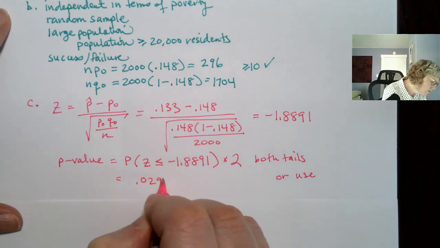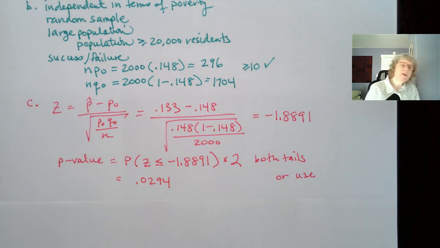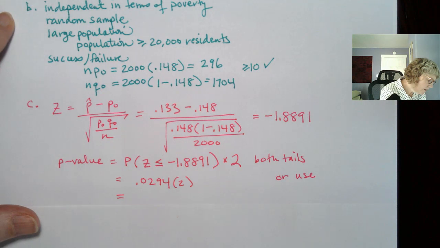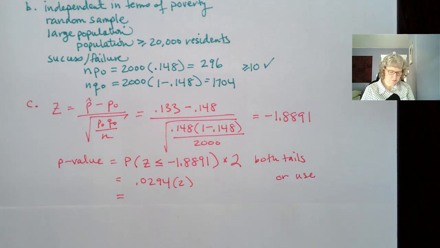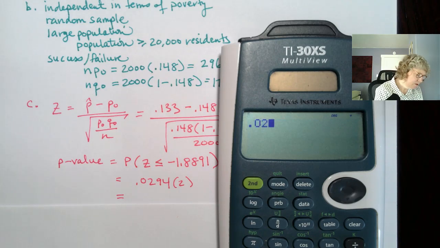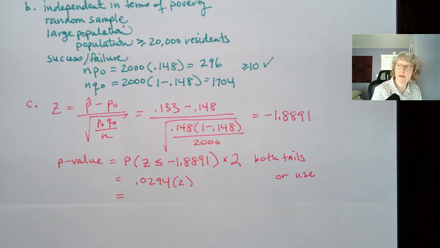Okay, so I'm going to write that down. Equals 0.0294. But that's just one tail. So then I'm going to multiply that by 2. 0.0294 times 2 is 0.0588.